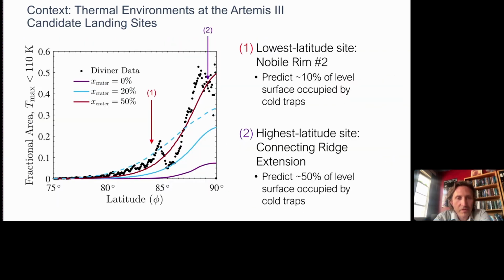So again, referring to the Diviner data and the micro cold traps modeling work that we've done previously, looking at the range of latitudes where the candidate Artemis landing sites exist, you can see the lowest latitude one and the highest latitude one indicated there. We expect a range from 10 to about 50% coverage of micro cold traps on the surface. Again, this is within terrain that is otherwise illuminated on a flat surface.